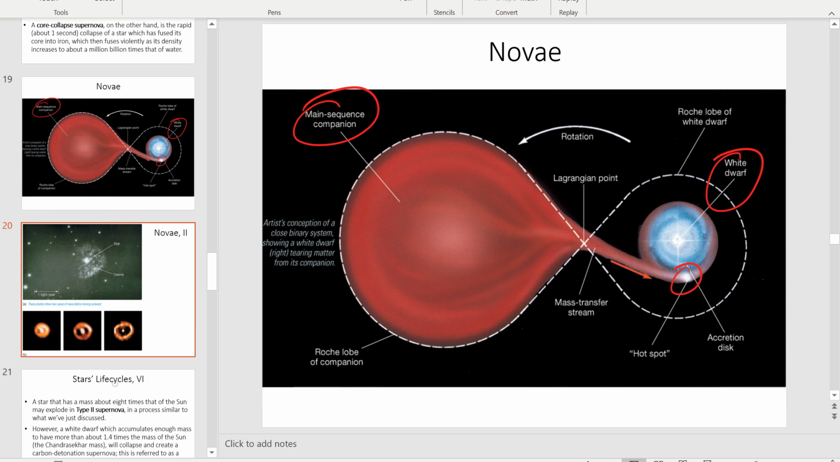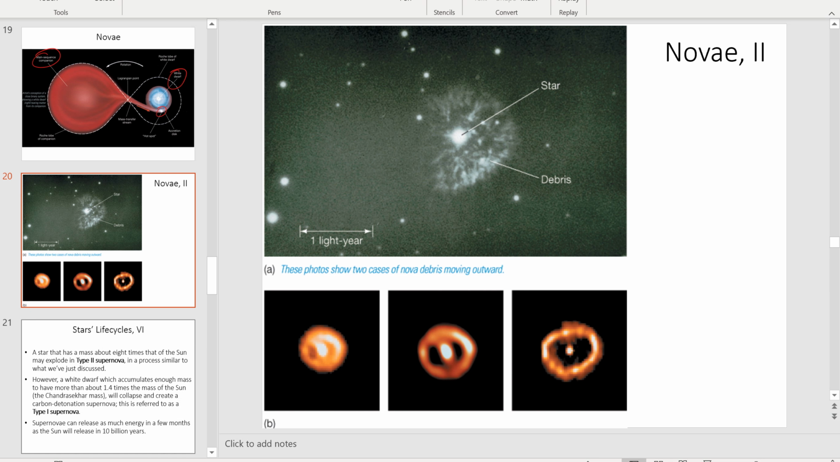This produces explosions, and these are real pictures of novae. This is a black and white photo here, which is not very satisfying. But then we have a color photo of sorts here. So this picture here has the white dwarf and then the accretion disk. And then we can see the disk moving away, being ejected from the star because of fusion that is occurring in the disk due to the extreme temperatures.